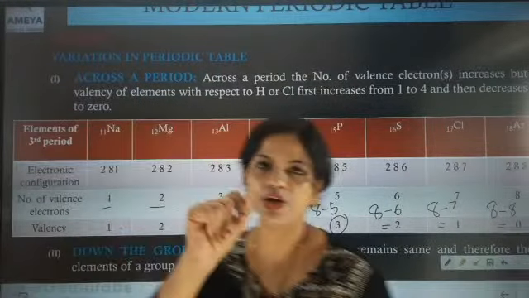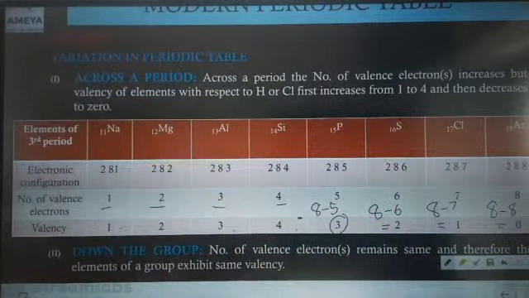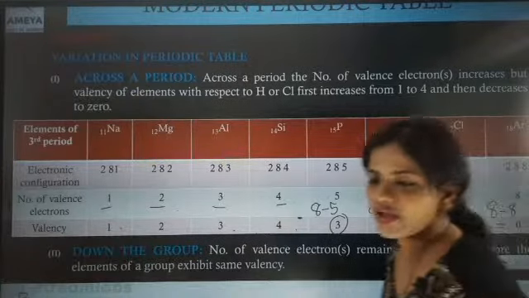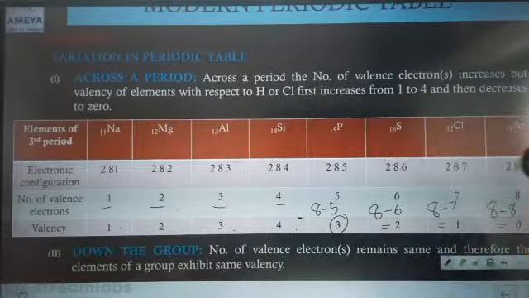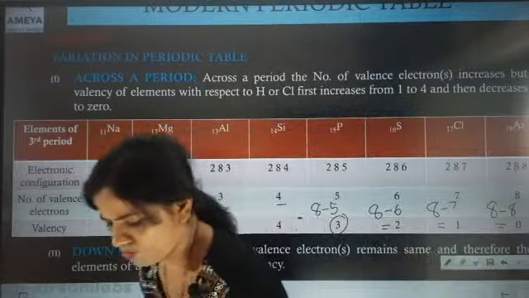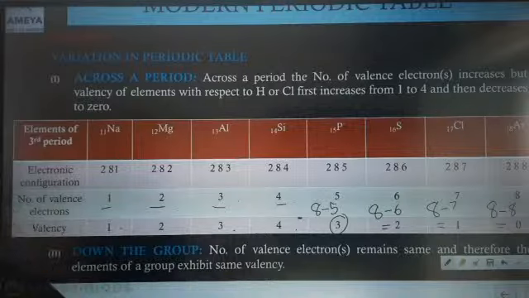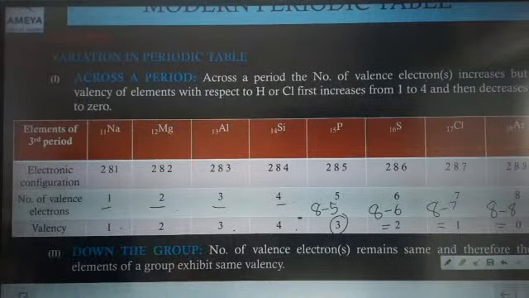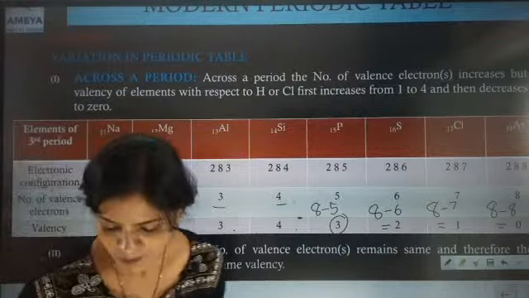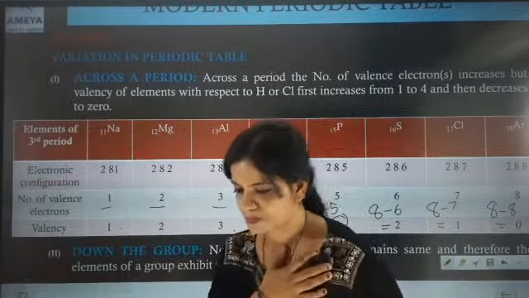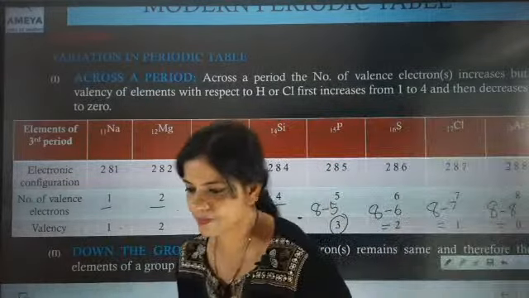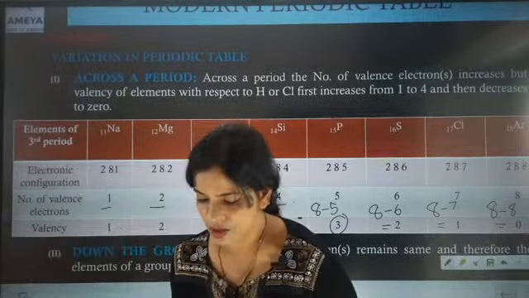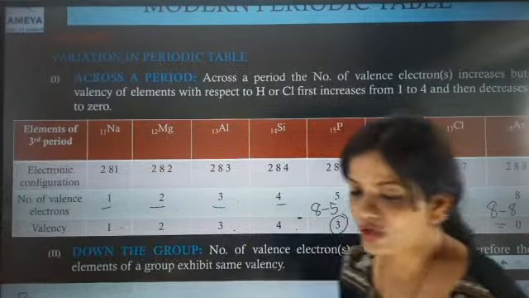Come on, quickly tell me, did you understand the definition of Lewis law? Understood the definition of Lewis law, beta? Okay. Understood, Mohan?